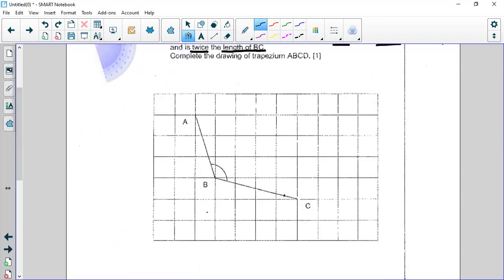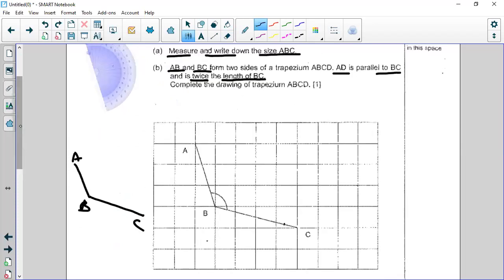Now look carefully. So the lesson here: when you are doing construction, you will need to have a rough sketch so that you know how to do the actual drawing. So your AD is parallel to BC. It will be something like that, okay? And your AD is double, 2 times the length of BC. So when you draw the actual drawing, it has to look like that.